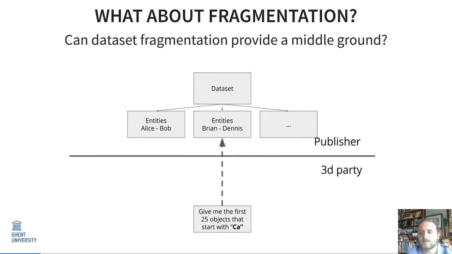So what can we do about this? Well, instead of just publishing our dataset as is, we can provide a specific fragmentation of our dataset. As in this example, the publisher does not only provide the dataset, he provides specific fragments with, for example, the entities of Alice to Bob, the entities of Brian to Dennis, and the client or a third party that wants to find specific entities in this dataset. For example, if you look for Carol in this dataset, you can easily find the fragment where this data is located, and you only have to retrieve a very small section of the entire data of the dataset instead of having to retrieve the entire dataset.